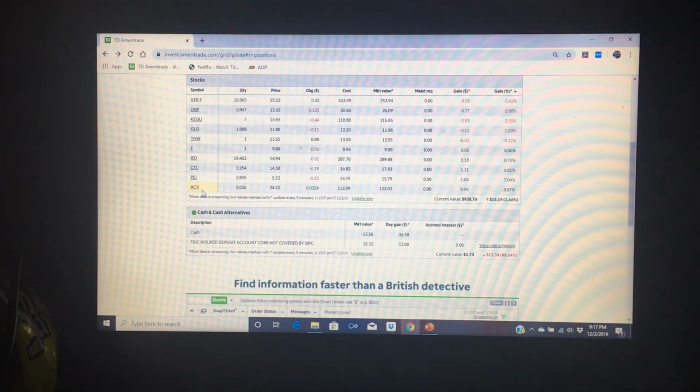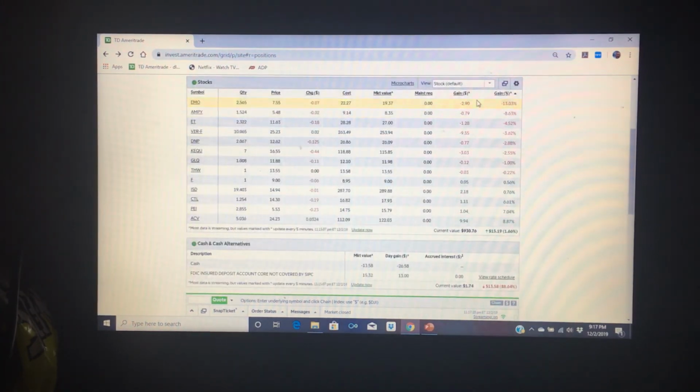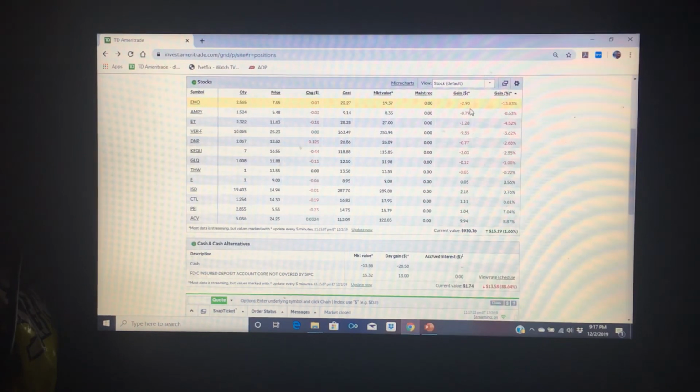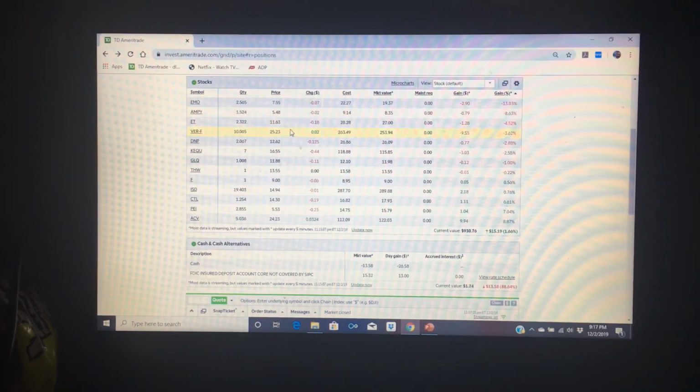So these are the stocks that my everyday account is invested in. As you've seen, all the dividends I'm collecting. Now here's the thing. You can look over here at this and it'll say gain in dollars. Oh my goodness, I'm down $2.90 on the original purchase. That's not good. I'm down 79 cents, $1.28, $9.55. Oh, you're down, Dave. You're losing money. I don't even care.